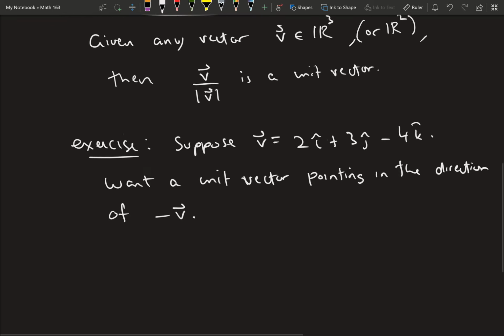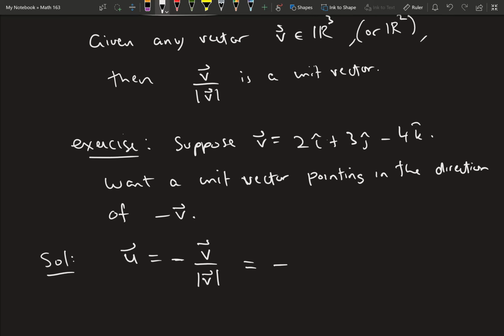So if I had just v over its length, that would be pointing in the same direction as v. If I want it to be pointing in the direction of negative v, I simply take the negative of this. So the solution in one line is just this. So what is that? Well, that's a negative. And I'm going to write this now in the other vectorial notation, not as a combination of i, j, and k, just 2, 3, and negative 4, divided by, what is the length of this?